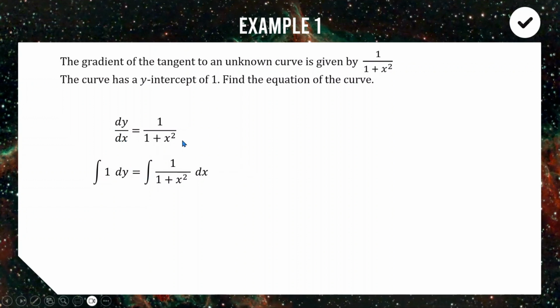So pushing the dx across, integrating both sides, we now have the integral of 1 in terms of y, and we have the integral of 1 over 1 plus x squared in terms of x. Okay, so on the left-hand side, the integral of 1 is once again just going to be equal to y. On the right, we can integrate this using inverse tan, okay? The derivative of tan inverse, or arctan, is 1 over 1 plus x squared. So using that logic in reverse, we can say y is equal to tan inverse of x with a constant.